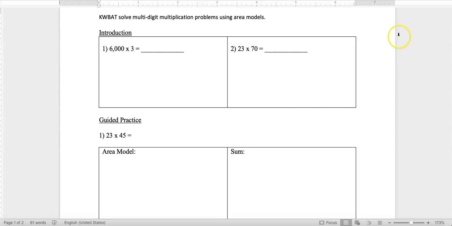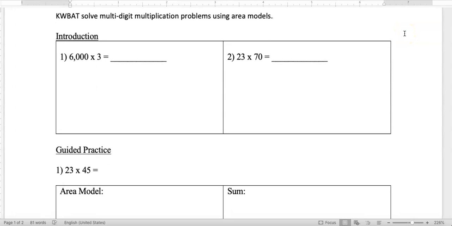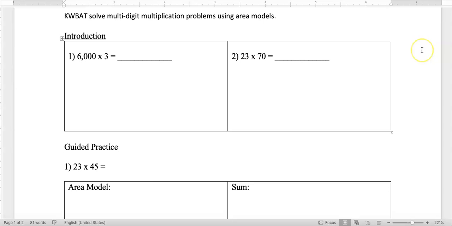It shouldn't be something that's totally new to you, so you should be able to get through this assignment okay. First, we want to start out with our introduction questions. This is just a review from yesterday, sort of like our Please Do Now. So we have 1 and 2. I want you to remember your strategies.